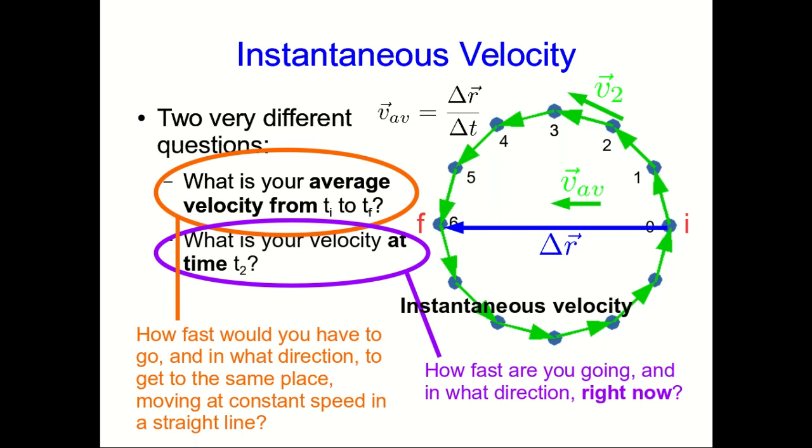And throughout this course now, whenever we're talking about an instantaneous velocity, we'll tend to just say velocity. If I just say velocity, I mean the instantaneous velocity. If I mean average, I'll say average. And likewise, if I say speed, I just mean instantaneous speed. I'll say average speed if that's what I want.